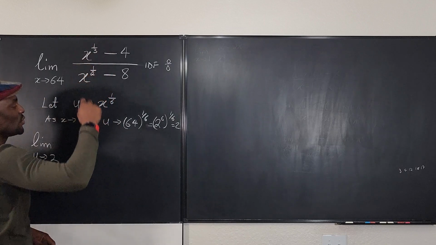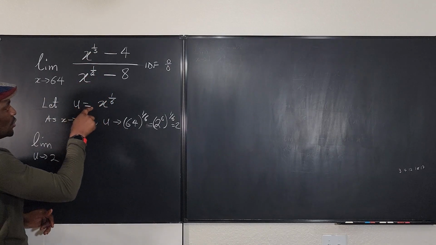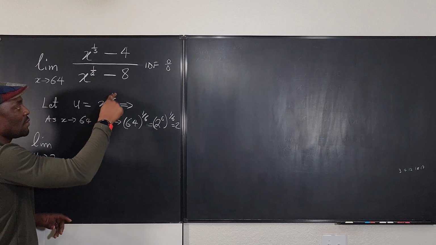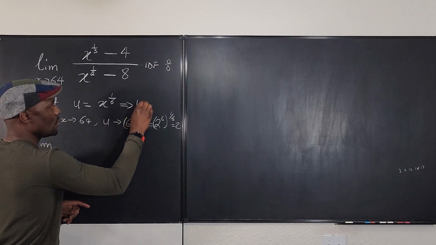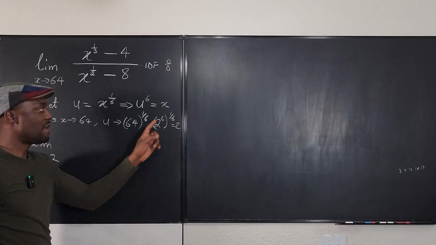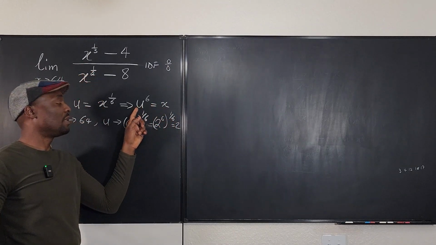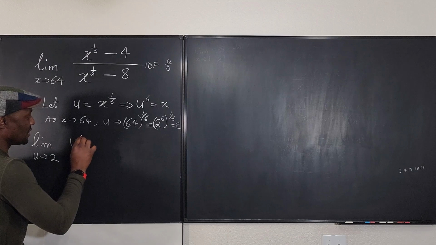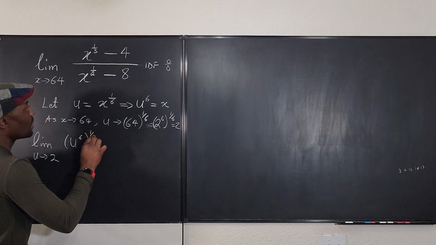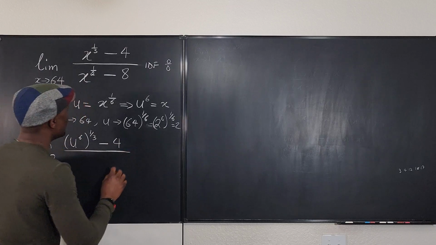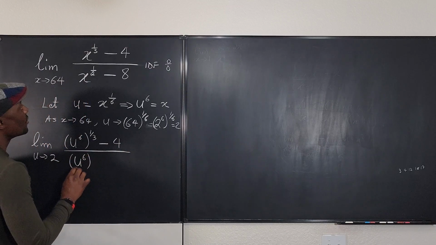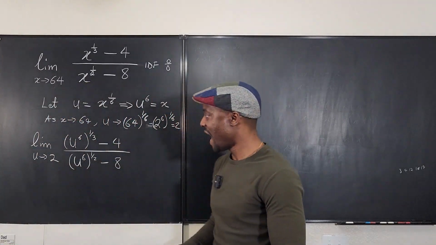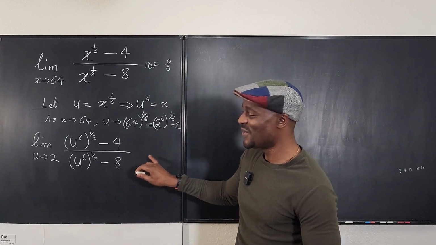And then, remember we said u, here we can come back here. It's always safe to do that. What will x be? If you raise both sides to power 6, you now have u to the 6th power equal to x. So wherever we see x in the actual problem, we replace it with u raised to power 6. So we're going to have the limit as u to the 6 raised to power 1/3 minus 4 divided by u to the 6 raised to power 1/2 minus 8. So the problem has been rewritten and now we can deal with this easily. Let's continue this exercise here.